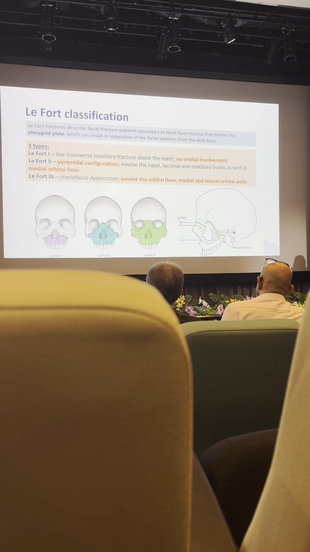Lefort 2 and 3 though involve the orbital walls. The Lefort 2 fractures generally have a pyramidal configuration and involve the nasal, lacrimal, and maxillary bones, as well as the medial orbital floor, which you can see in the diagrammatic representation below. Lefort 3 fractures cause craniofacial disjunction, in which the entire facial skeleton is completely detached from the base of the skull and is suspended only by soft tissue. The orbital floor, as well as the medial and lateral orbital walls, are involved in the Lefort 3 fractures.